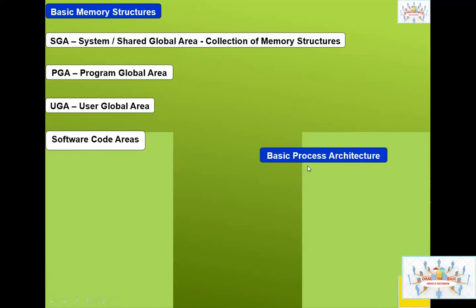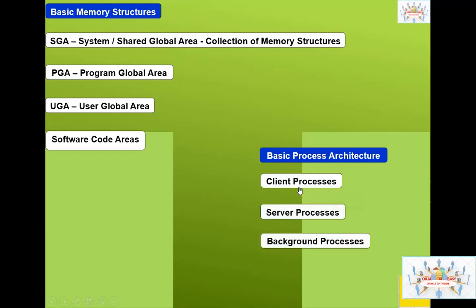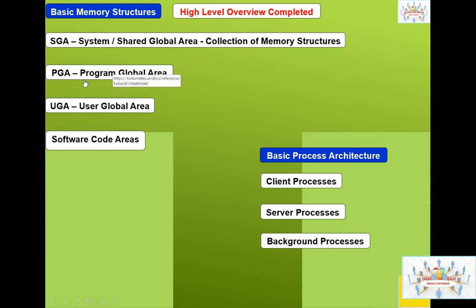Now we are going to start the basic process architecture. Under process architecture, we are going to discuss the client processes, server processes, and background processes. The high-level overview is completed for basic memory structures, that is, these four areas being covered, but not the deep dive. We still haven't done the component interactions. We have done a certain theoretical deep dive for PGA and UGA, but the SGA components are still remaining.